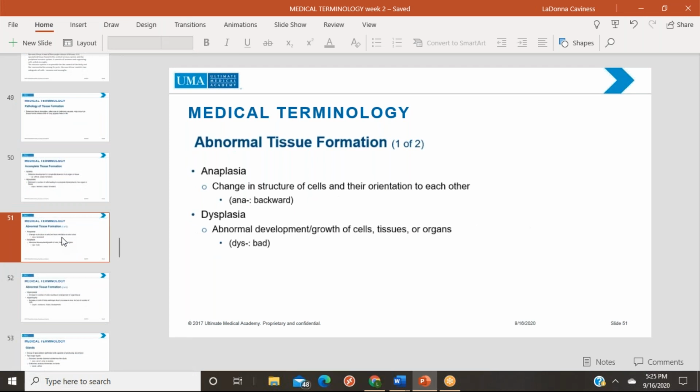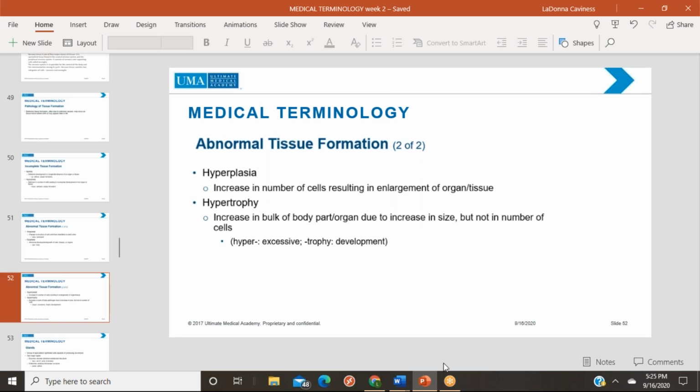Anaplasia, the change in structure of cells and their orientation to each other. Ana refers to backward. Dysplasia, abnormal development or growth of cells, tissues, or organs. Dys refers to bad, not good. Abnormal tissue formation continues. Hyperplasia refers to increase in number of cells resulting in enlargement of an organ or tissue. Hypertrophy refers to increase in bulk of a body part or organ due to increase in size but not in number of cells. And here's a breakdown of that term. Hyper refers to or means excessive, and trophy means development.